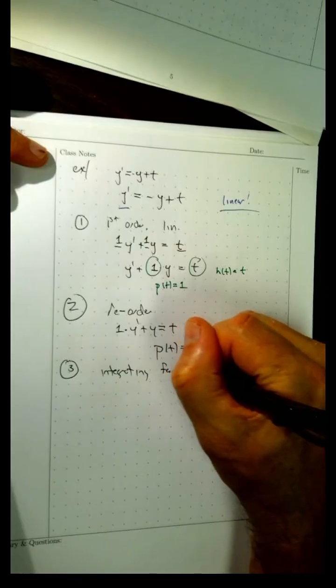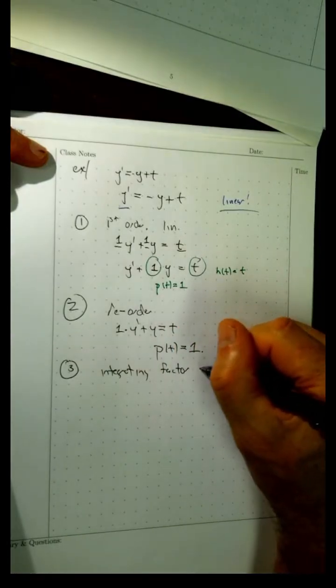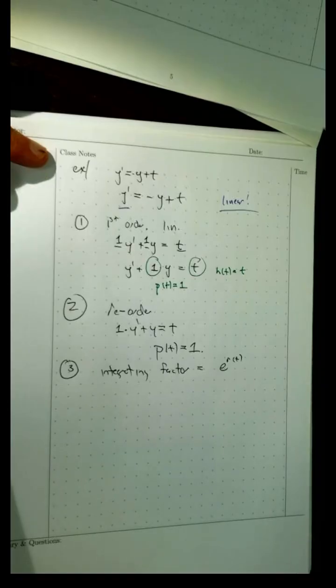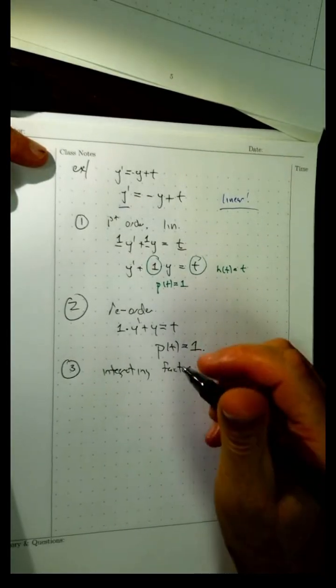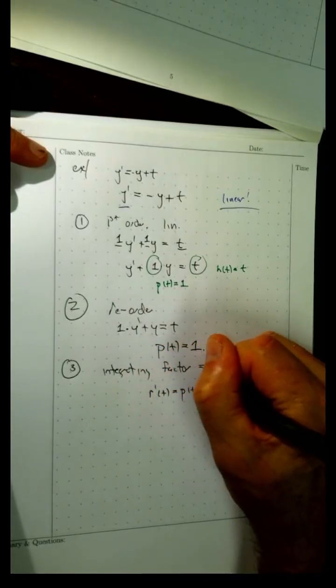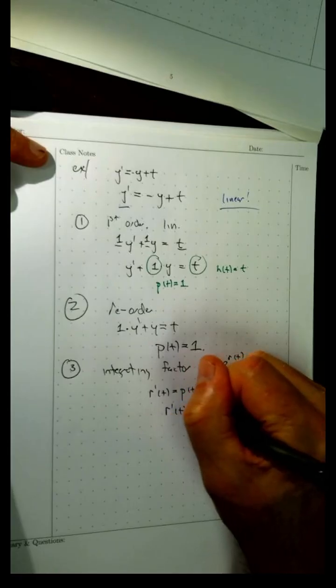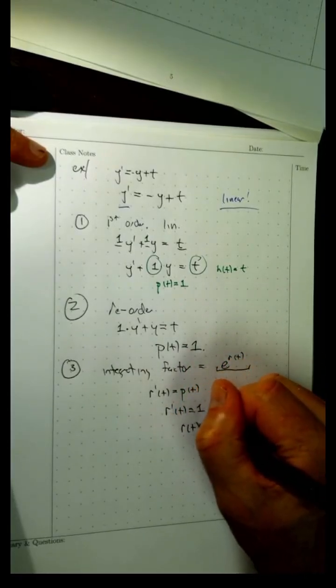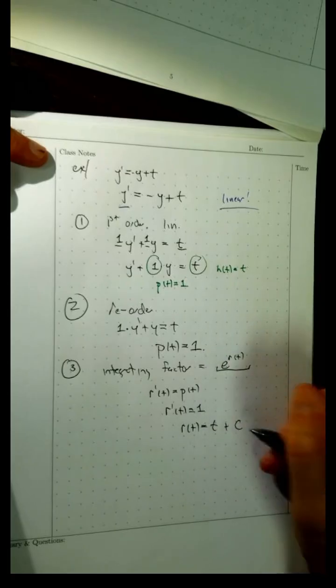The integrating factor is just defined to be e to the r of t. So I'm going to multiply both sides by that. I'm going to call that my integrating factor. And I know that r prime is equal to p. So r prime is 1. And if I take the antiderivative of both sides, this is going to be t plus c.